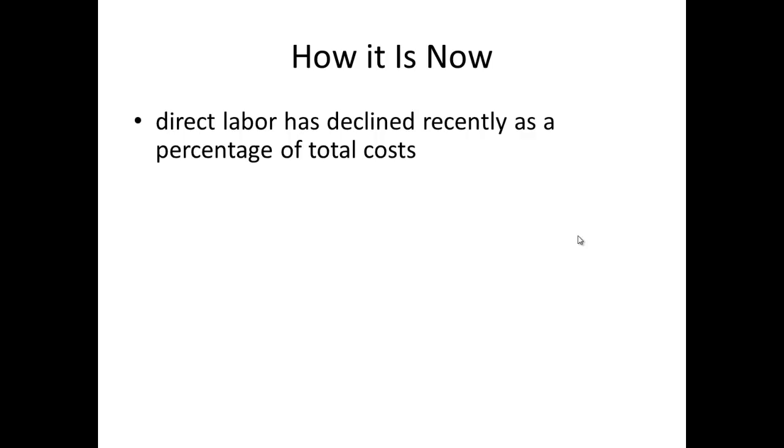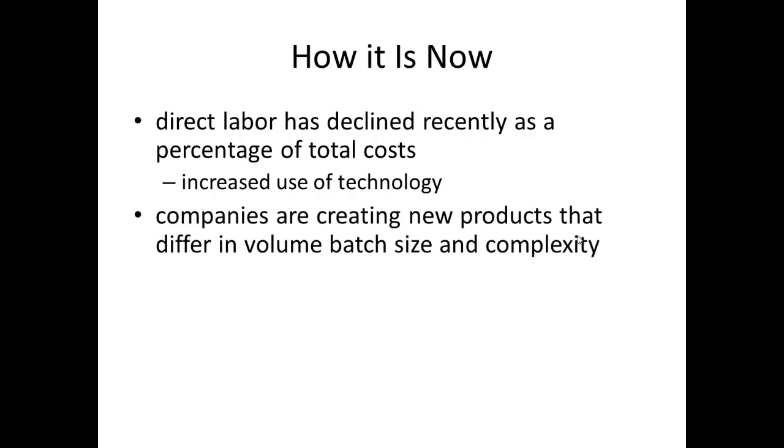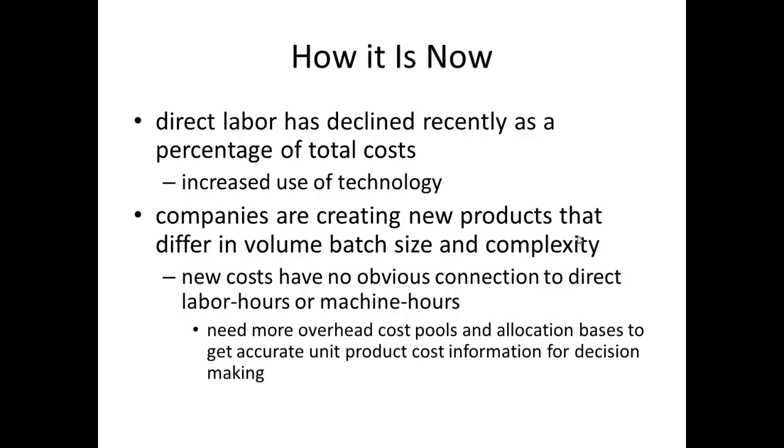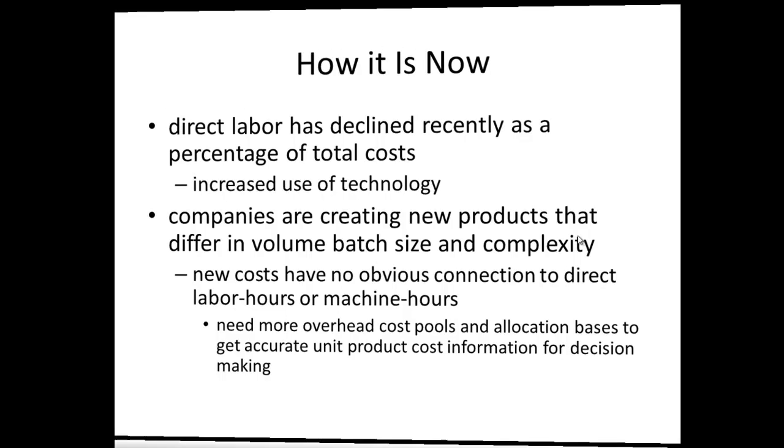Direct labor has declined recently as a percentage of total cost because of the increased use of technology. And additionally, companies are creating new products that differ in volume, batch size, and complexity, and therefore we have to do something a little bit different. These new costs don't really have an obvious connection to direct labor hours or machine hours. And so when we're going to be allocating overhead, we're going to need different overhead cost pools and what we're going to call allocation bases to get an accurate unit product cost information so that we can make some good decisions.